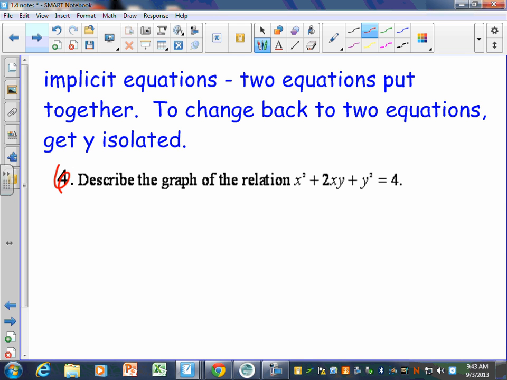And so the homework's going to say something like this: describe the graph of the relation. That just means they want you to solve it back to two equations. And so we want to try to be able to solve for y, which sometimes can be a little tricky.